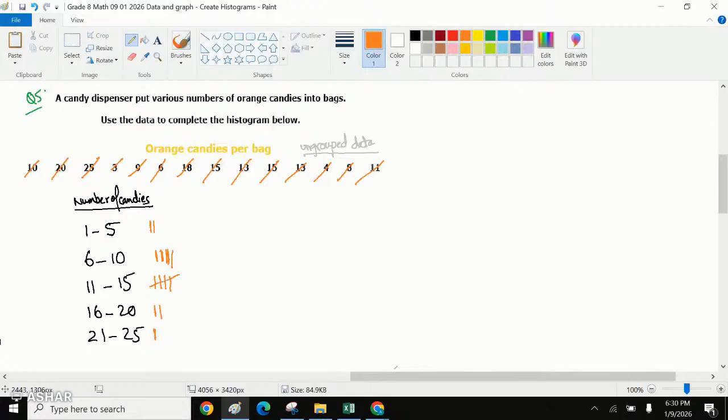So whenever we are doing tallymarkings, whenever we have the fifth value, we slash the values, okay? So we find the frequency over here.